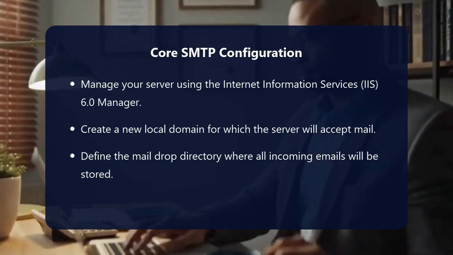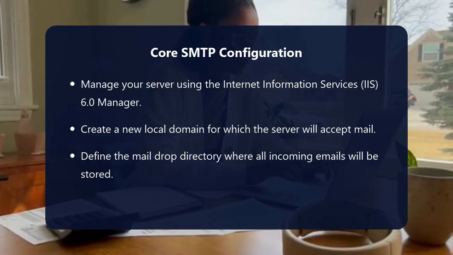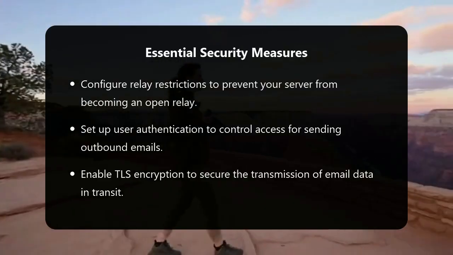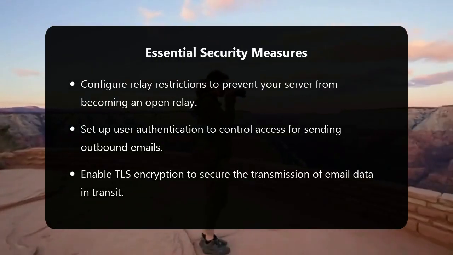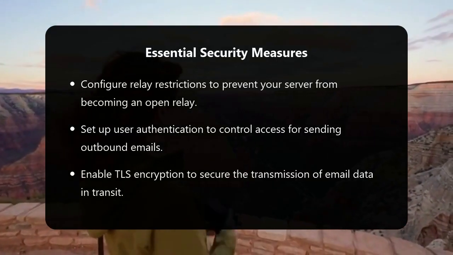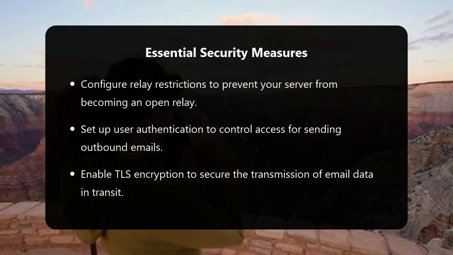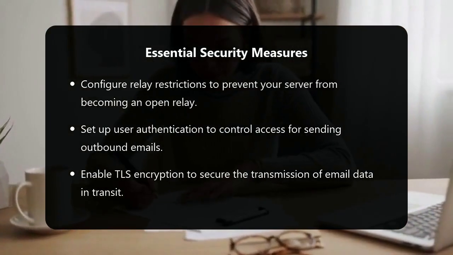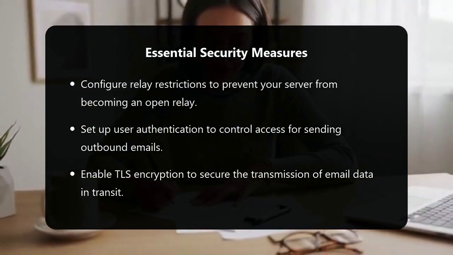The most important first step is securing your server to prevent it from becoming an open relay, which spammers could exploit. Under the Access tab, go to Relay and set it to only allow specific IP addresses, such as your internal network or specific application servers, to send mail. Next, under the General tab, you can set the IP address the SMTP server will listen on.